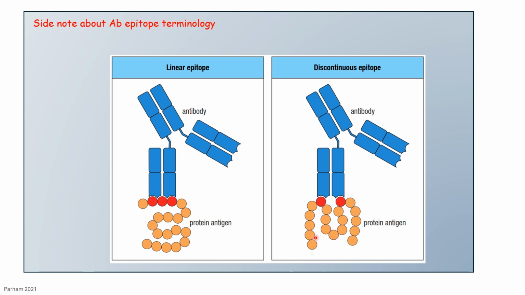So 1, 2, 3, 4, 5, this amino acid is number 6. The second amino acid that's recognized is 7, 8, 9, 10, 11, 12, 13, number 14. So amino acids 6 and 14 are recognized. So they're discontinuous. This is continuous. Amino acids 2, 3, and 4 are recognized. So that's a side note about terminology of the epitope.